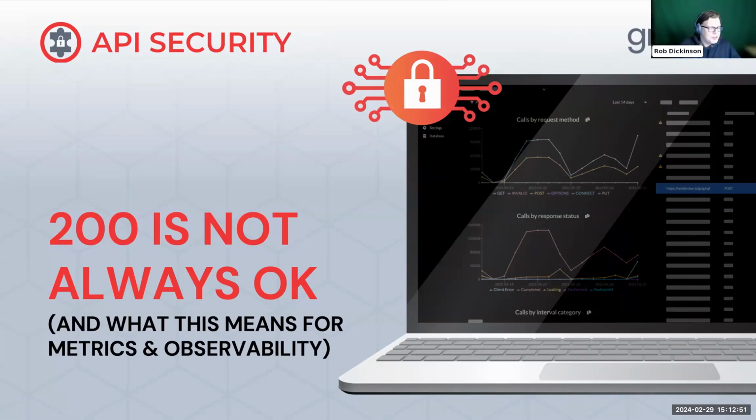Yeah, and I think this goes really well with the last session. I really appreciated some of the points that Derek made around not all traffic is good. So this is some good curating here of the content. So 200 is not always okay, and what this means for metrics and observability is the title of this talk.